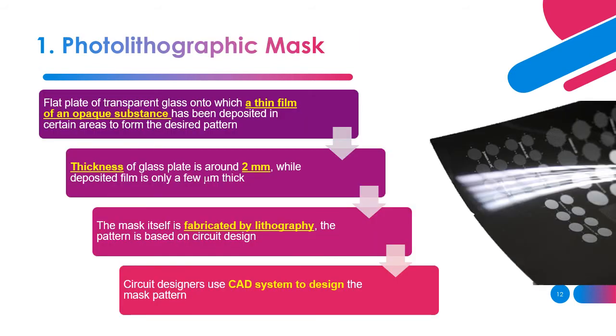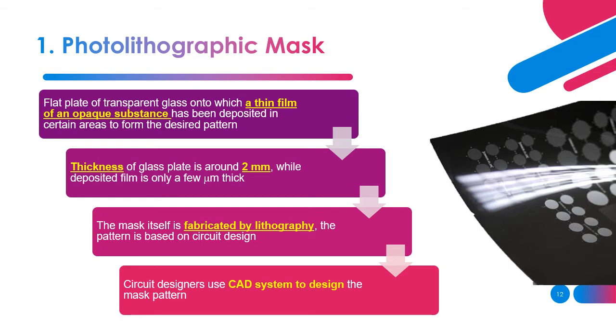A photolithographic mask is a flat plate of transparent glass on which a thin film of an opaque substance is deposited in certain areas to form the desired pattern. The picture shows an example of a photolithographic mask. The thickness of this glass plate is around 2 mm, while the deposited film is only a few micrometers thick. The mask itself is fabricated through a lithography process, and the pattern is based on the circuit design.